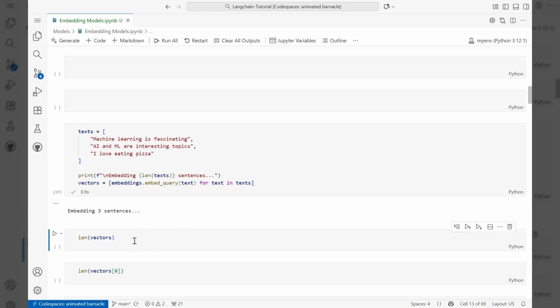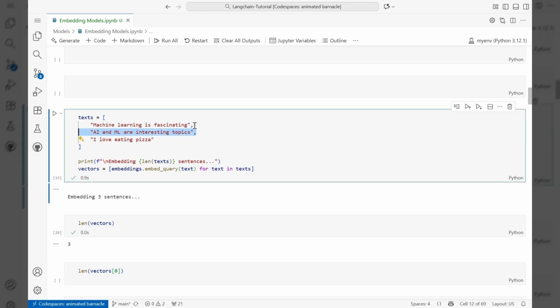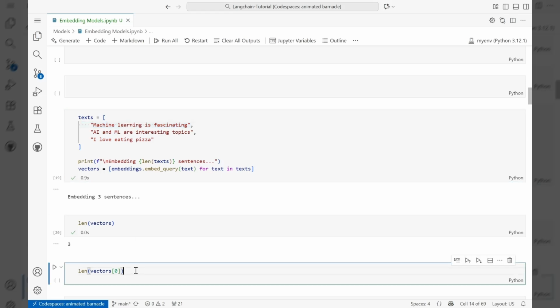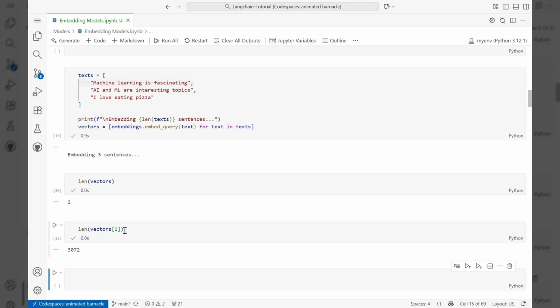Okay, now I've run it. Let me see how many vectors there are. Three vectors, three vectors for three pieces of text: first text, second text, and third text. And what is the size of each vector? It will be 3072. If you print all three vector sizes, they will be the same because all are coming from the Gemini embedding model.